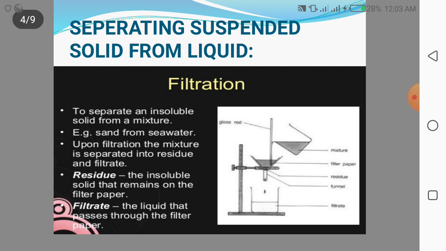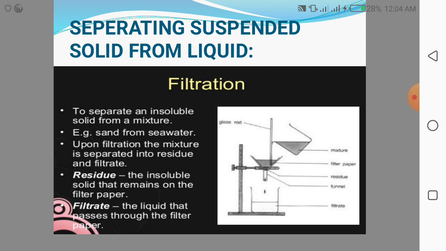Today we are going to discuss separating solid from the liquid, and in the previous module we discussed the mixtures and the solutions. Today we are going to discuss the topic of separating suspended solid particles from the liquid, and this is done by the filtration method. What is filtration now? Filtration is the technique that is used to separate an insoluble solid from a mixture. It means that the separation of insoluble particles from the liquid is known as filtration.